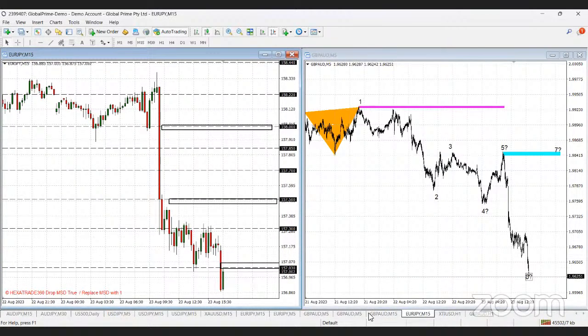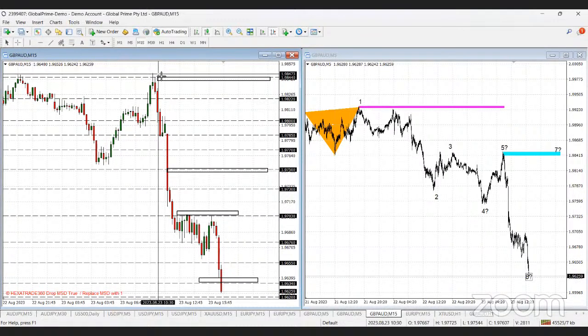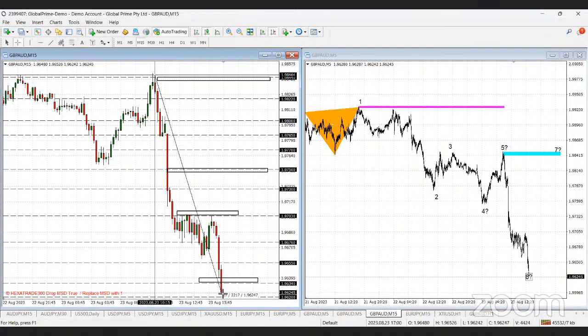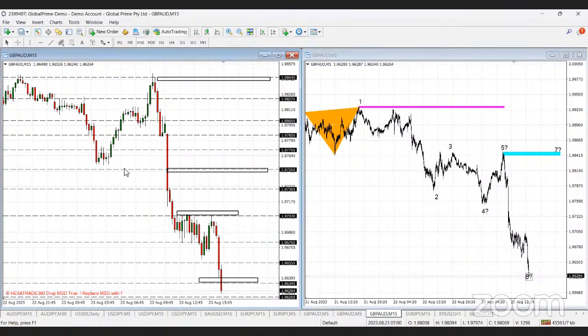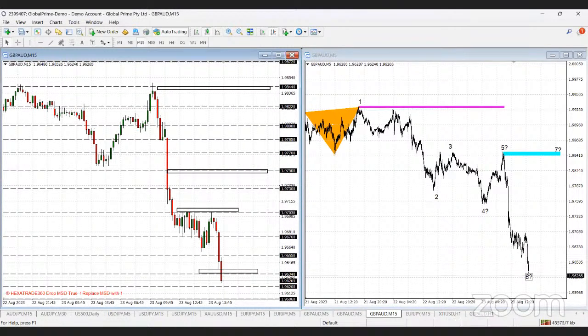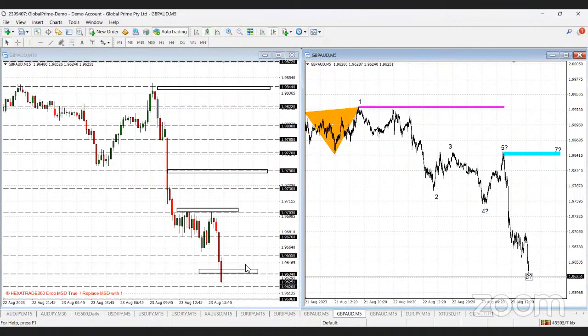Then euro yen rejecting that level. How many pips are we from this drop today? I wonder if we go more. Probably not. There was some life.